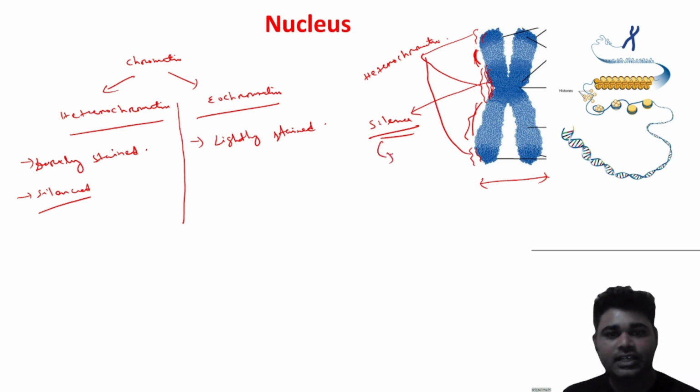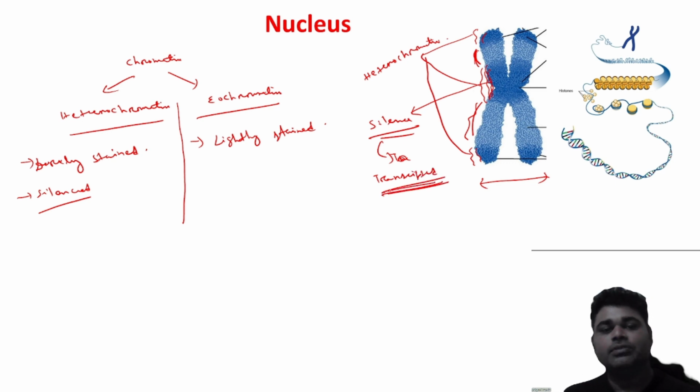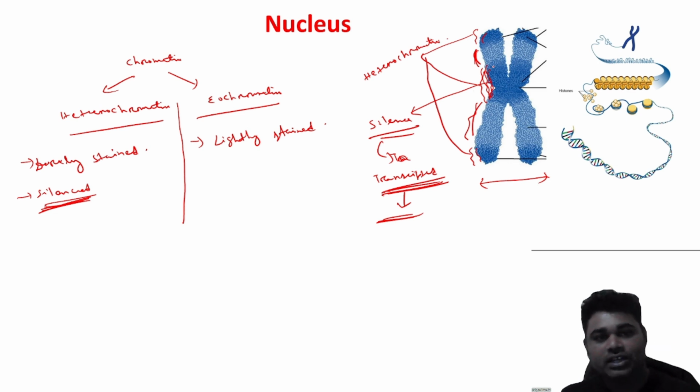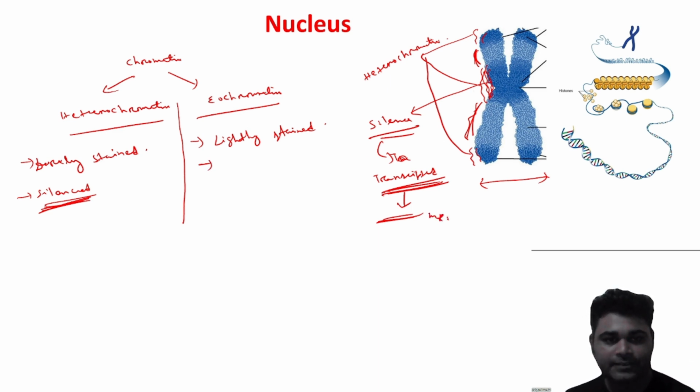That means these genes are not transcribed. That means the transcription never takes place in that gene that is present in the heterochromatin. So that is called silence. That means no protein is synthesized from this gene present in the heterochromatin, while in the euchromatin they are very active. That means all the proteins are synthesized. After transcription, the mRNA is present, and from the mRNA the proteins are formed.